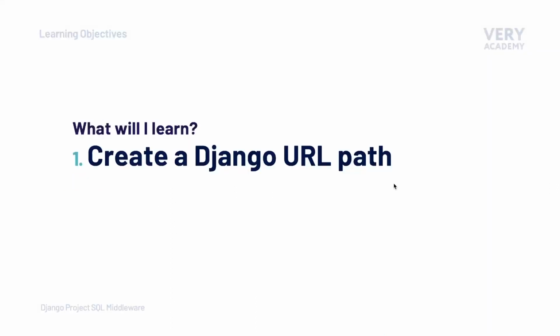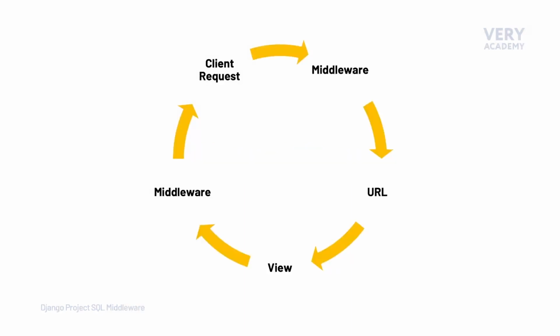In this tutorial, we're going to learn how to create a Django URL path. If you remember from the previous tutorial, we looked at this brief Django request response cycle. We learned that the client, a user or browser, makes a request. That request travels through the middleware first and then hits the URLs. So the idea here is that Django is trying to match the request to a URL so it can then be passed to the specific functionality provided by a view.